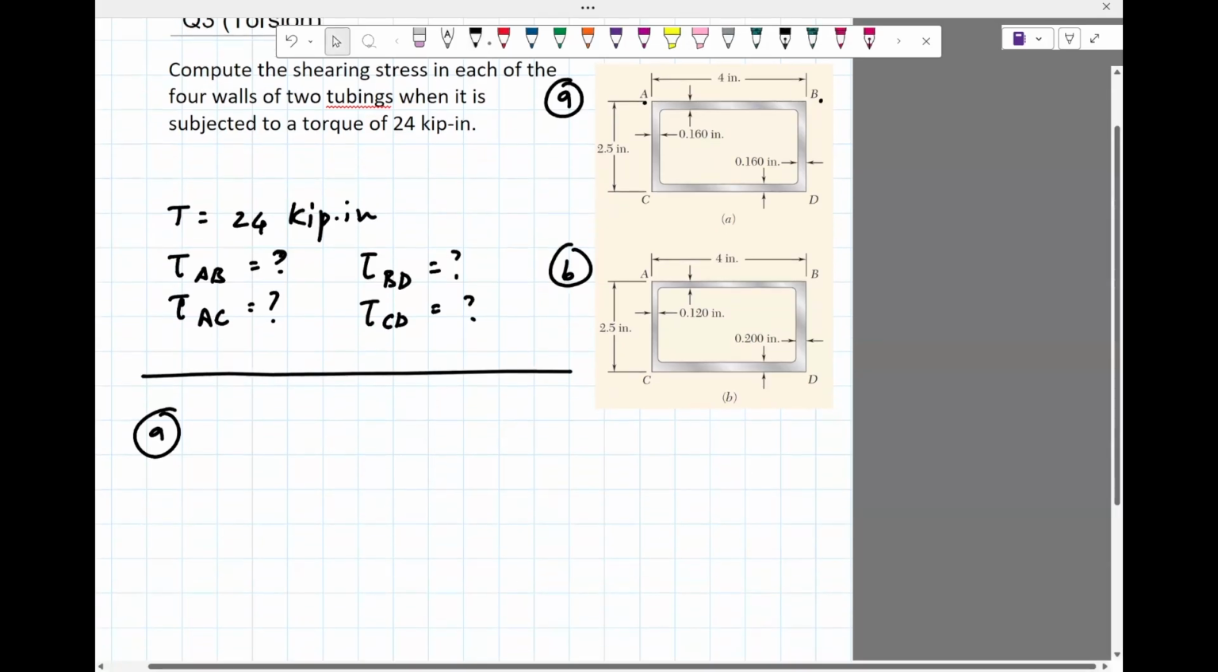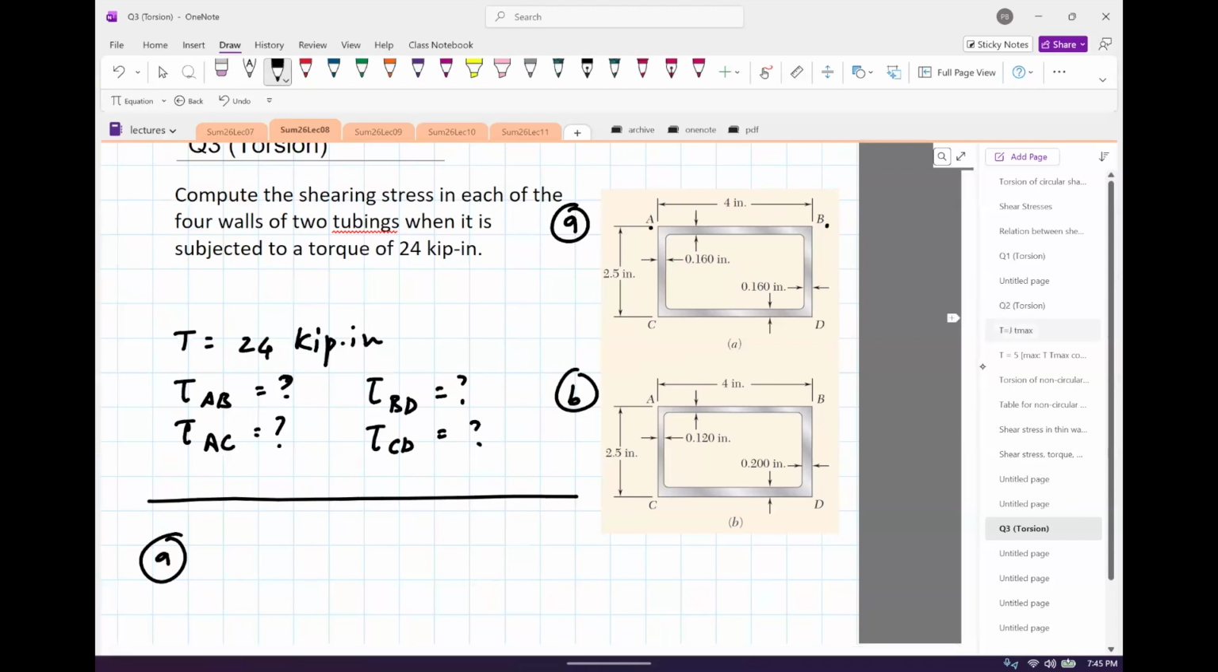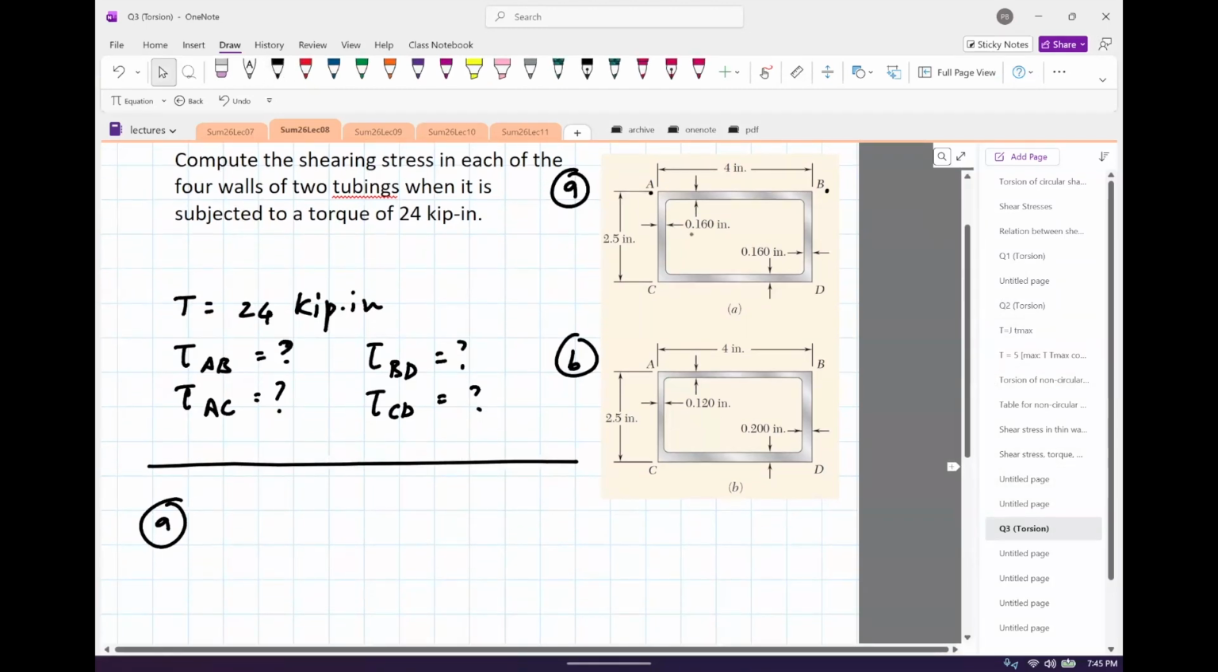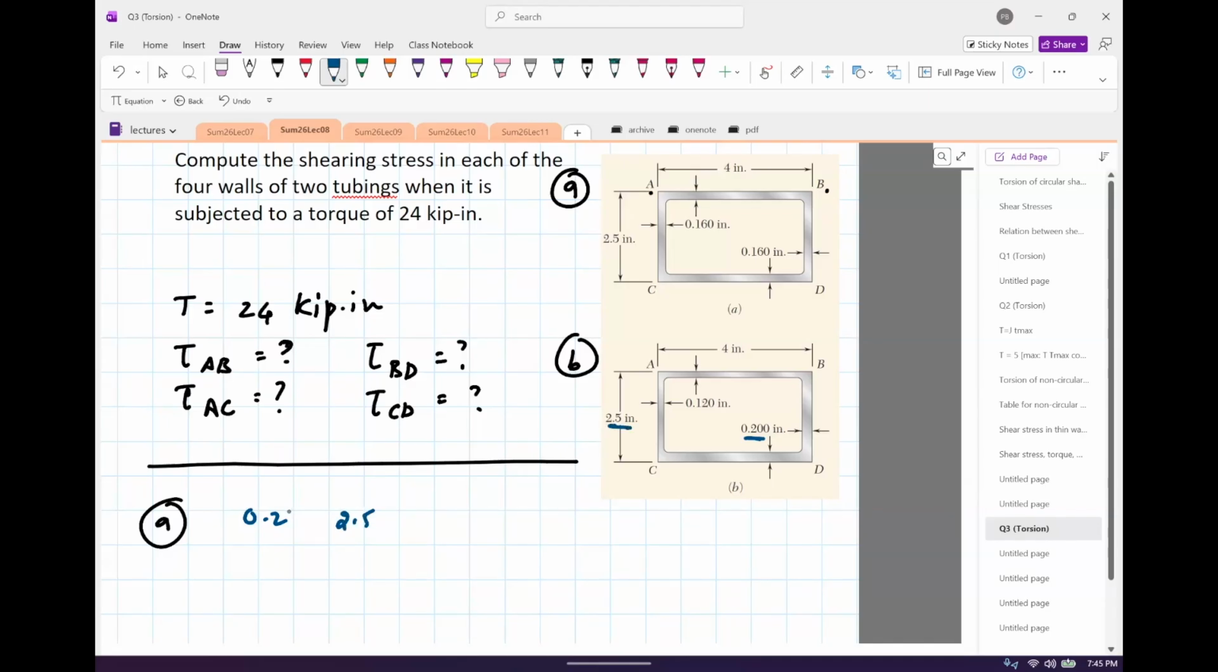Okay, so what's the formula we have for this? First of all, we notice that this is going to be 0.16. This looks like it is a couple of times, so 0.16 or even, let's take 0.2. So we have 0.2 as the thickness, and the minimum dimension is 2.5. So this is at least 10 or 12 times, approximately 12 times, a little more than 12, 12 times the thickness.